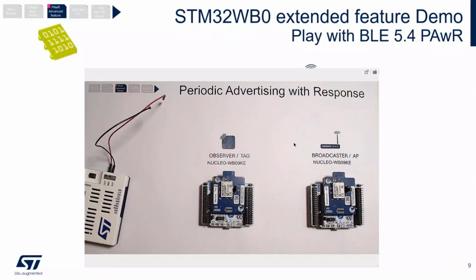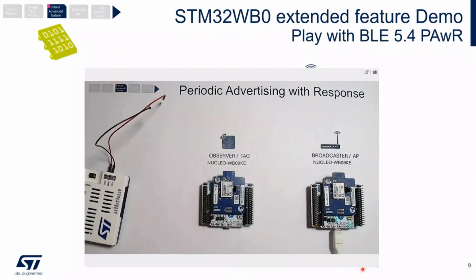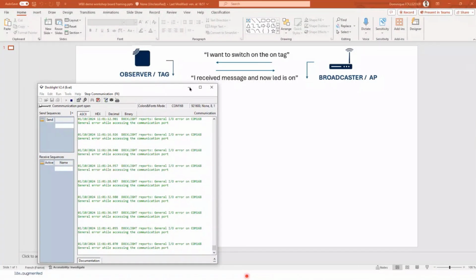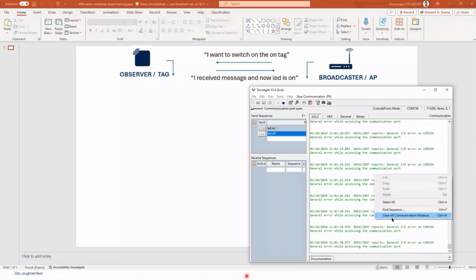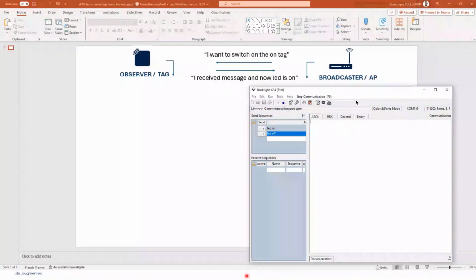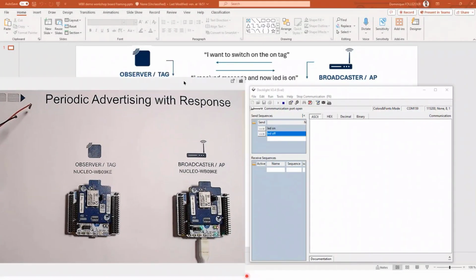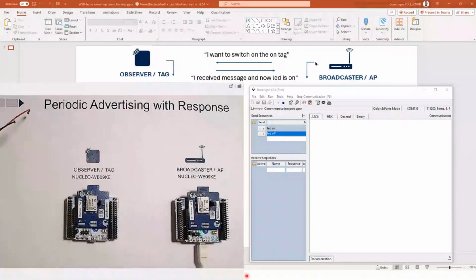So first of all, I will connect the broadcaster. Okay, I connect the broadcaster. And let's open the associated dongle terminal. Let's clean the window. So I just opened it. Here I've got the broadcaster, the associated hyperterminal. Again, the broadcaster is the access point, the hub in the supermarket asking to update the tag.